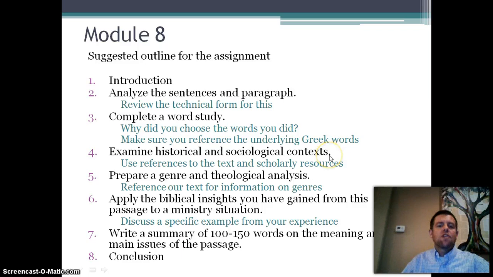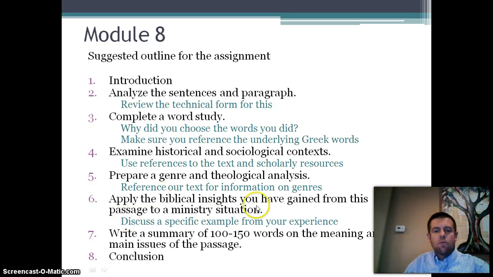Then look at the sociological and historical context. For instance, if you're saying that Paul wrote this, reference where you found that in the Bible. What verse was that? Or if you're saying something about the sociology or the setting, that it is written from prison, write the verse, or maybe even cite a commentary, a scholarly resource there. Then for the genre, a great resource to use, one that makes the most sense, is our textbook. That's where we had our genre assignment, and you may as well bring that up and cite that and tell us more about how that influences your interpretation.